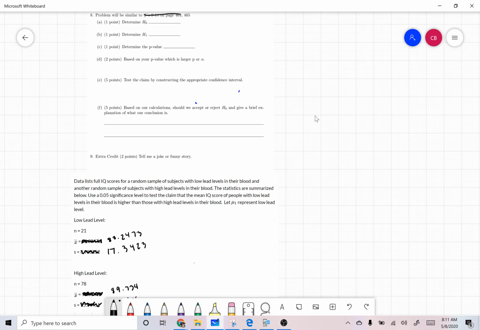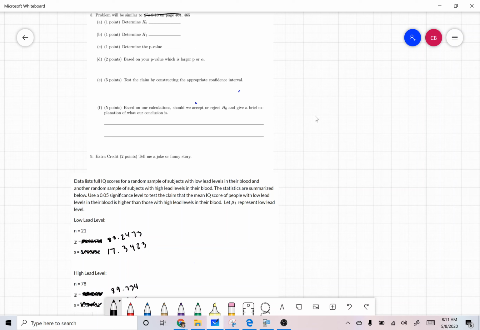So let's do that. If we look, we're looking for H1 in the hypothesis. So it says the statistics are summarized below. Use a 5% significance level to test the claim that the mean IQ scores of people with low lead in their blood is higher than those with the high levels in their blood.